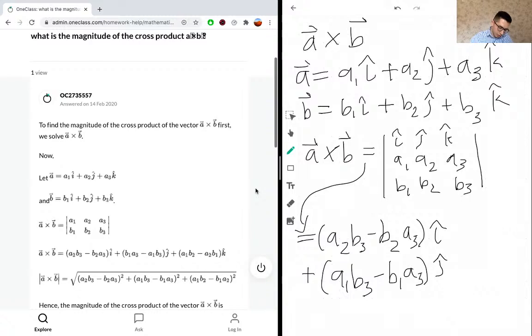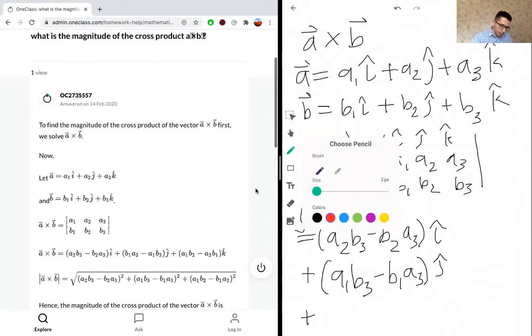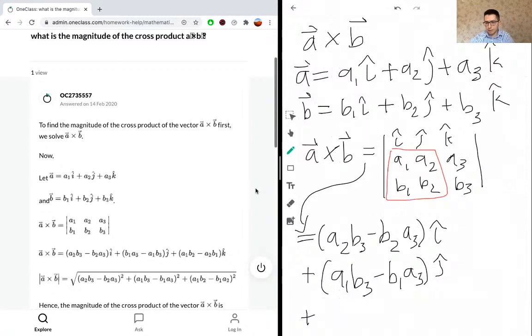And now we have the K component, the component of the vector in the Z direction. We do the exact same thing again. We ignore the K column, and we only look at everything else except for the K column. And we do the cross: A1 times B2 minus B1 times A2. So I'll write that out: A1 times B2 minus B1 times A2. So now we've defined each component of the cross product in terms of A and B, the two vectors that we're using to complete the cross product.